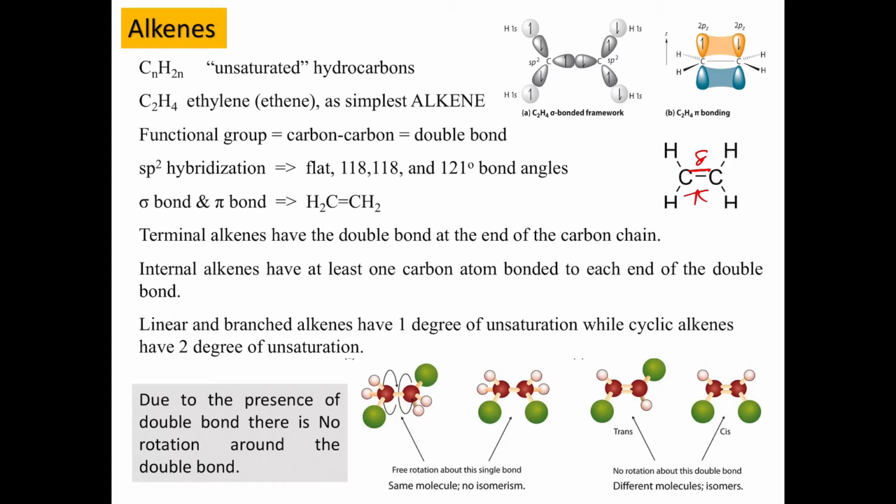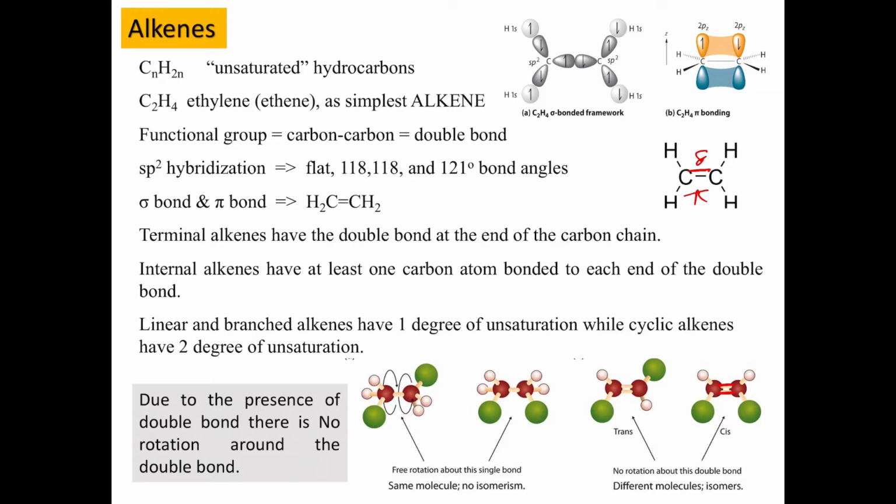The hybridization of this class of hydrocarbons is sp2. That means we have 3 sigma bonds and 1 pi bond. The angles between each branch are 118, 118 and 121. Firstly, the sigma bond is created, then because of the overlapping of the pz orbitals, the pi bond is created.